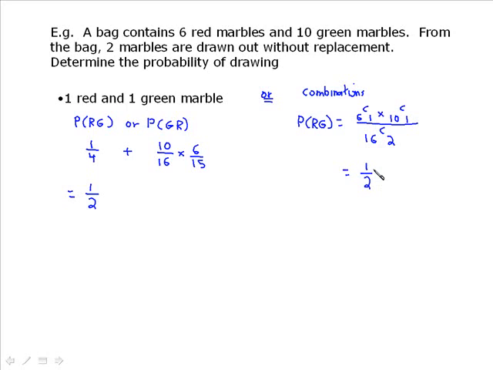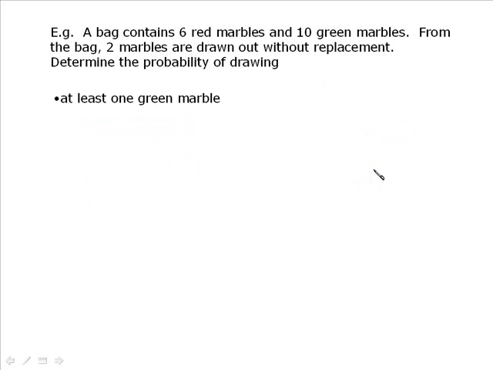The next bullet was at least 1 green marble. For at least one green marble, you could work out all the possibilities. The words "at least" are always a troublesome thing because you know that you're going to get more than one possibility, or you expect to get more. So at least one green would mean that you have a green on the first draw and then a red on the second, or the probability of red on the first and then green on the second.